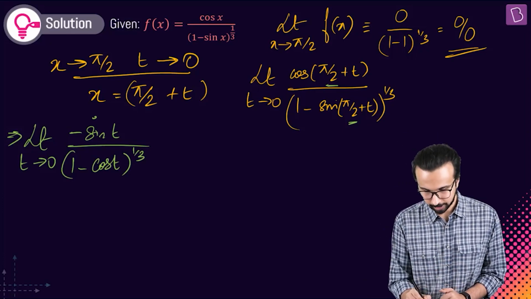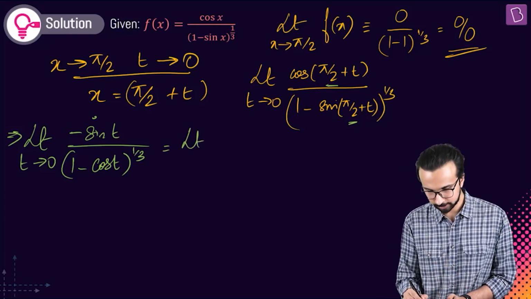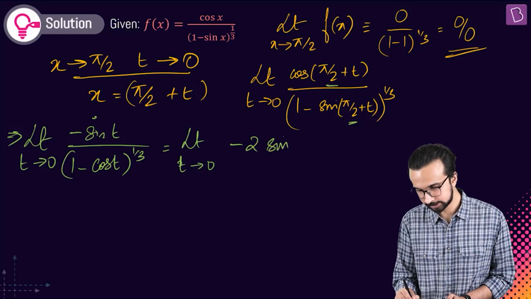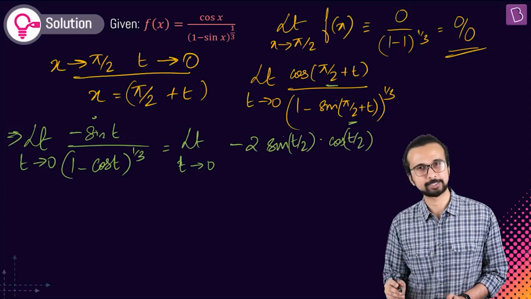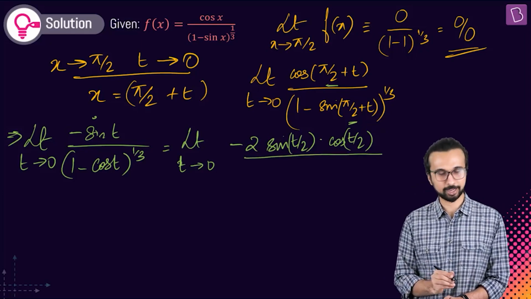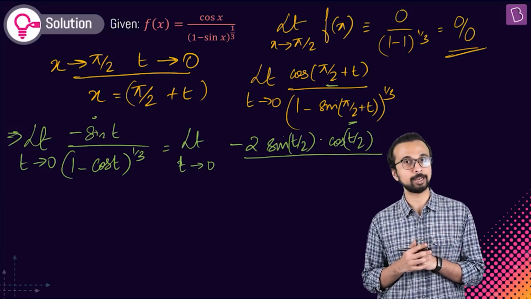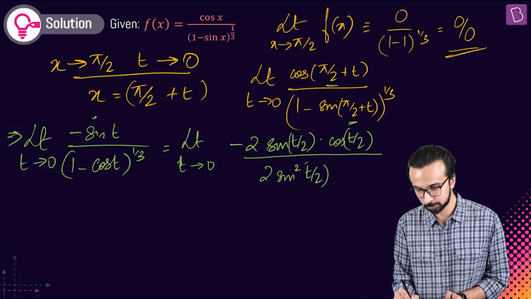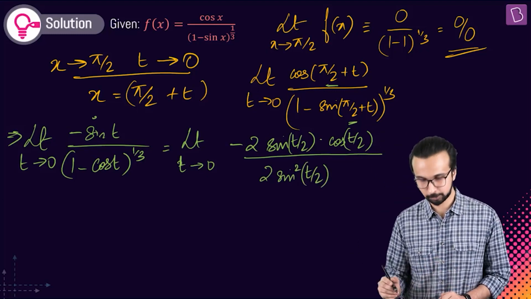Now, how do we deal with this? In the numerator, we have minus sine t. I will write that as minus 2 sine t by 2 into cos t by 2, since sine 2x is 2 sine x cos x. Below, what do we have? 1 minus cos t raised to 1 by 3. Very interesting: 1 minus cos t can be written as 2 sine square t by 2.